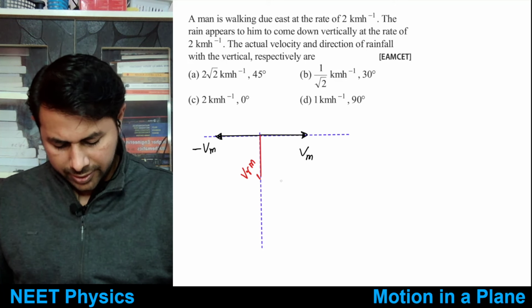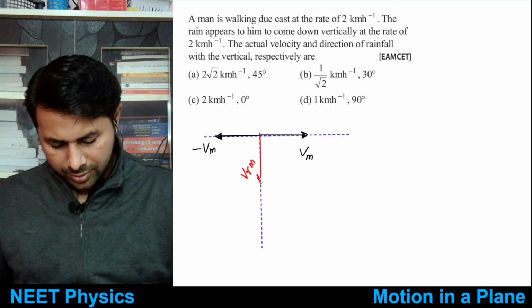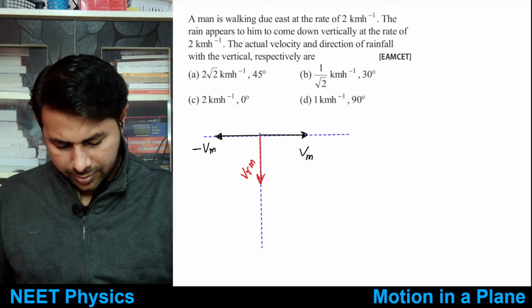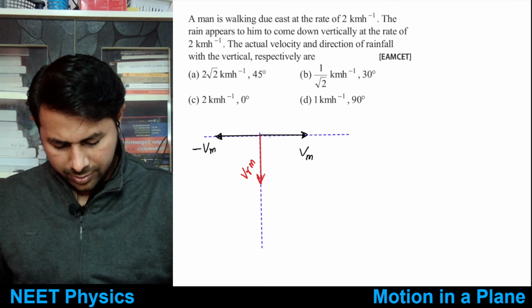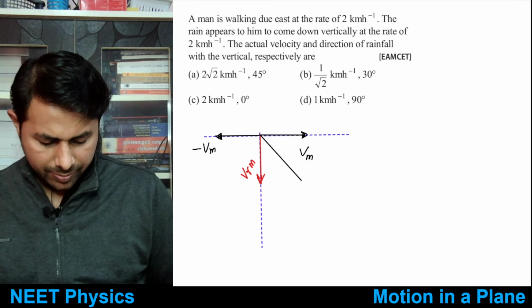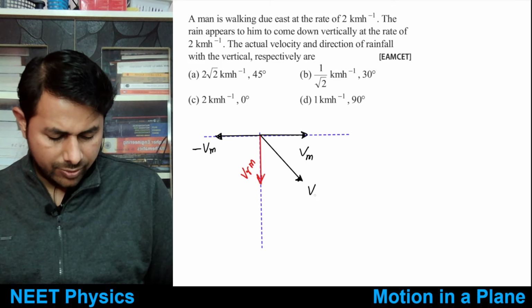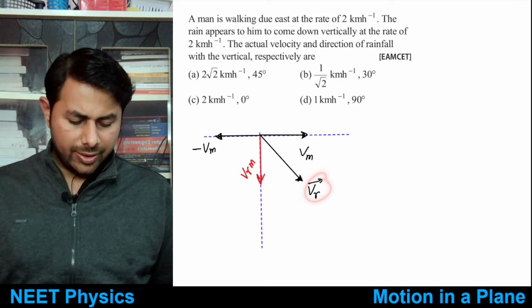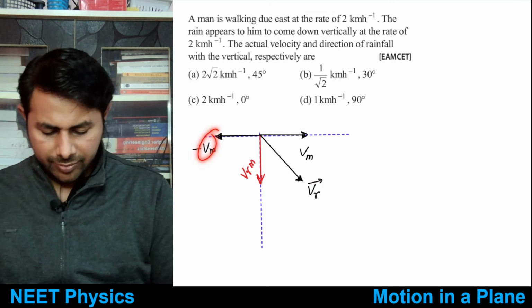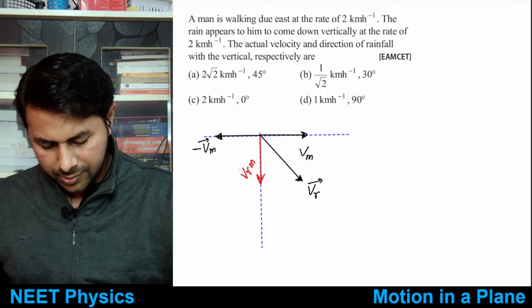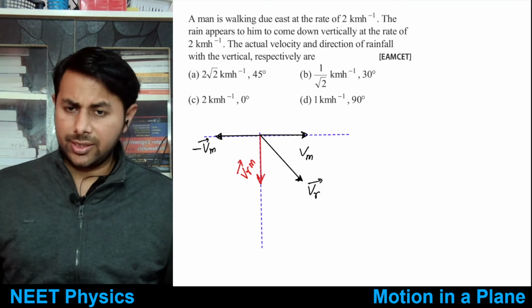Oh, this one is shorter, I guess. So see, if I complete the parallelogram here, velocity of rain would be like this. Okay, this is VR bar. So VR bar minus VM bar will give you what? VRM bar. Right? This thing is clear, everyone?